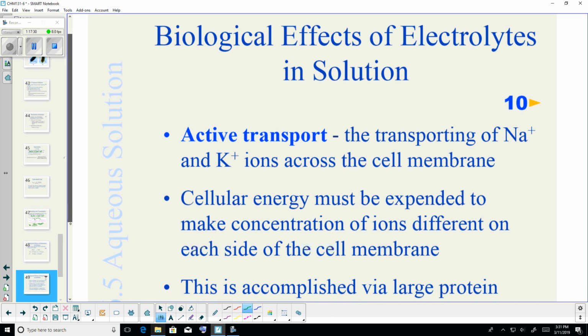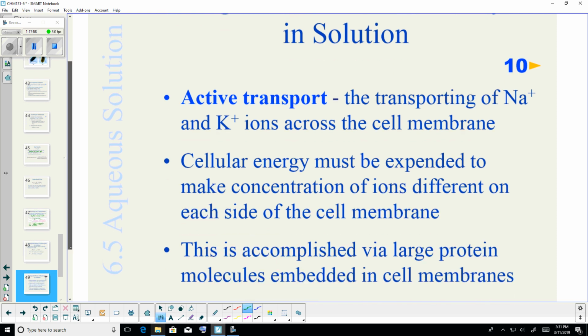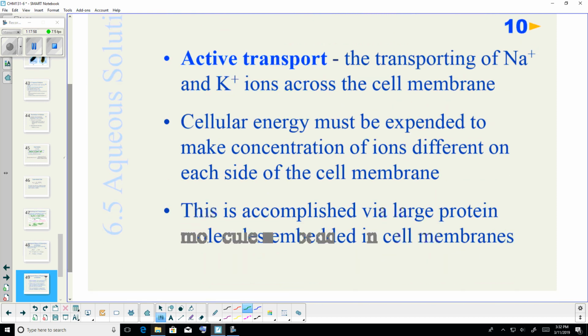So active transport is the transporting of sodium and potassium ions across the cell membrane. Active transport is different than passive transport. Active transport requires energy. Passive transport is just like diffusion, it just goes. So cellular energy must be expended to make the concentration of ions different on each side of the cell membrane. How's that done? Large protein molecules embedded in the cell membrane.